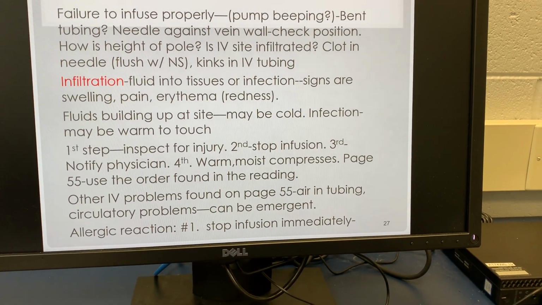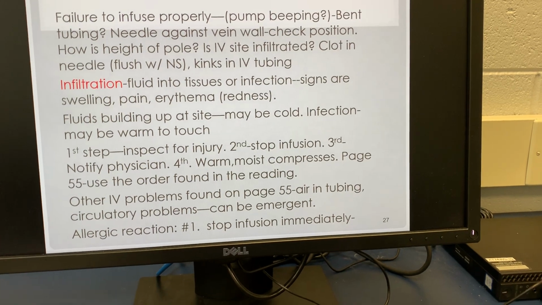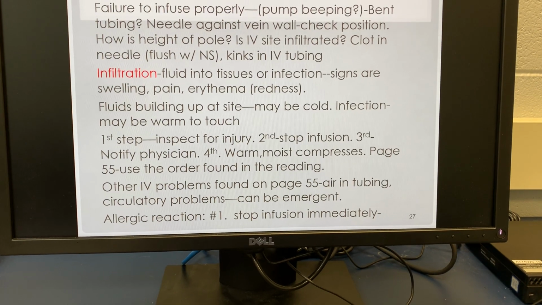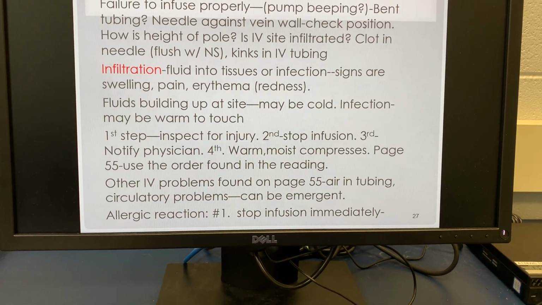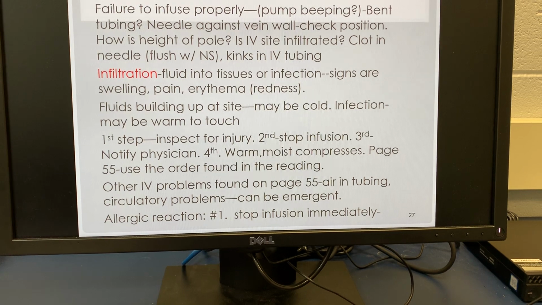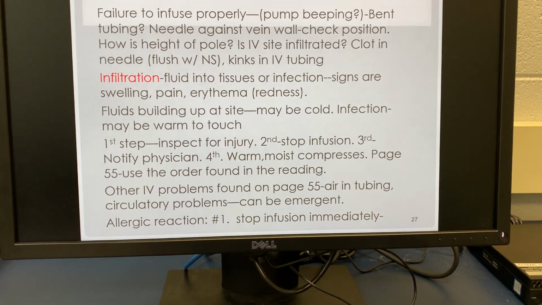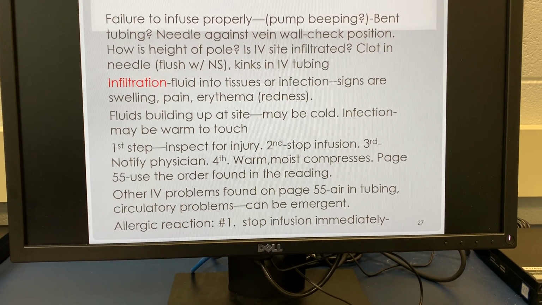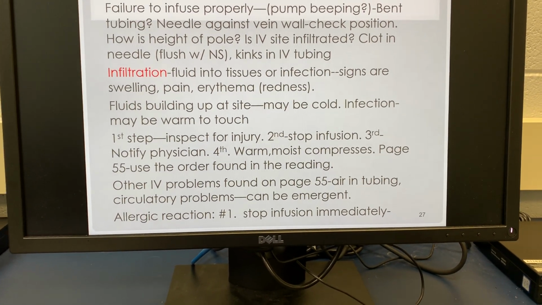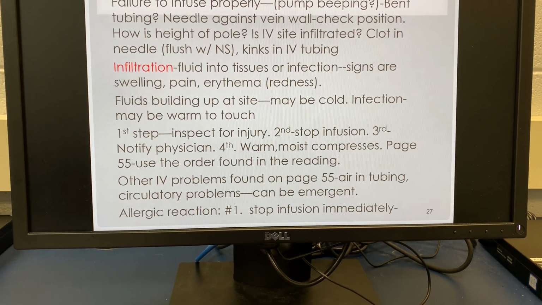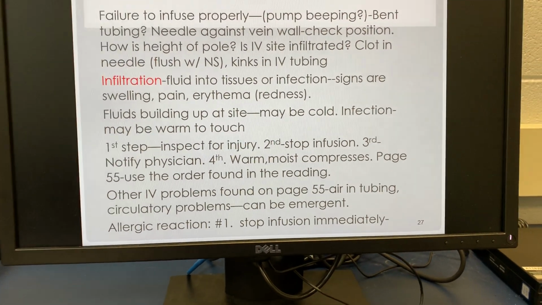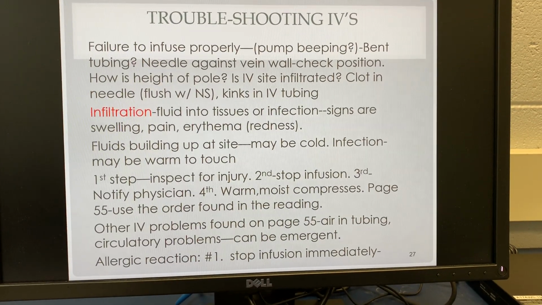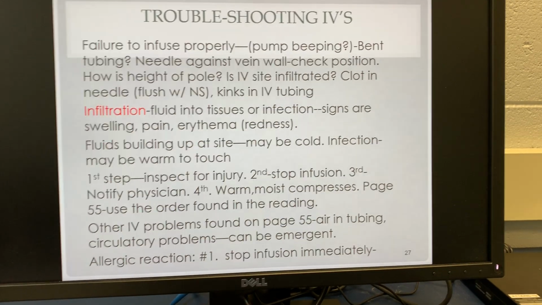Other IV problems are listed on page 55. Make sure you read those carefully. Air in the tubing, circulatory problems can be emergent, and the reading tells you what to do. You want to always take seriously anybody complaining about their IV. If you suspect an allergic reaction, and in that case you'll see widespread rash, itching, shortness of breath, or difficulty breathing that you can hear, stop that infusion immediately. It might turn out not to be an allergy, but you always want to make sure. Stop that infusion.